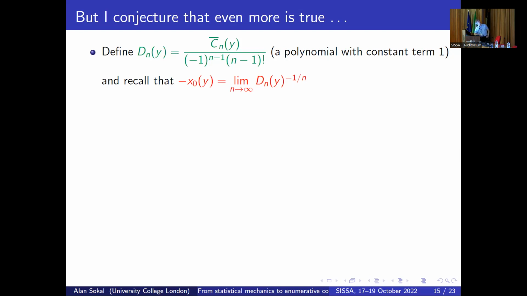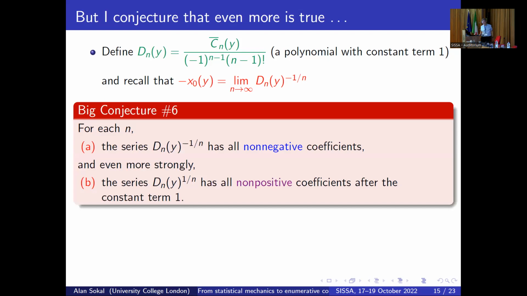So the leading root is gotten by taking these dn of y's and raising them to the power minus 1 over n. And I conjecture that the positivities that we observe for the leading root are actually true, not just in the limit n goes to infinity, they're true for each n. So for each n, you take this c bar n of y, rescale it, and raise it to the power minus 1 over n. I believe it has all non-negative coefficients. It's a power series now. It's a polynomial raised to a fractional power, and I believe that it has all non-negative coefficients.